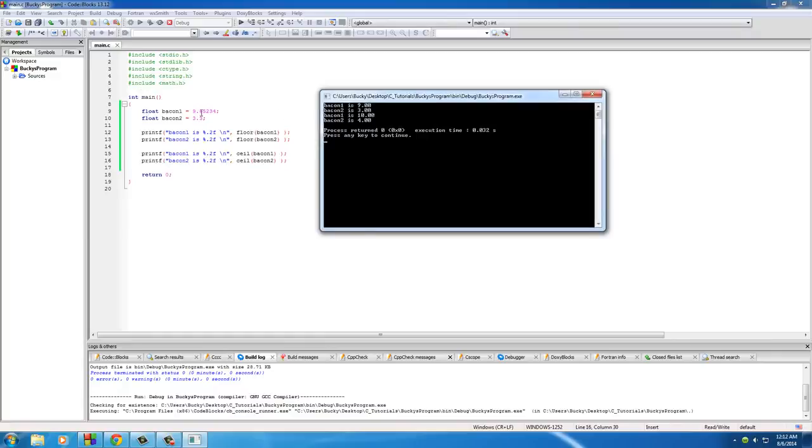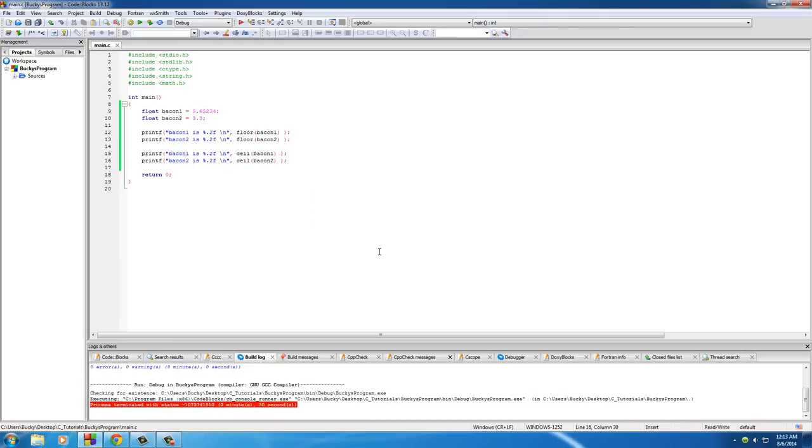So again, bacon 1 was 9.6 something. Now whenever we hit floor, it rounded it down to 9, and whenever we hit ceil, it rounded it up to 10. Bacon 2, same thing, even though it was 3.5 or less, and in your head you might be thinking always round it down. Floor rounds it down to the next whole number, and ceil rounds it up to the next highest number. So again, rounding in C works a little bit differently than rounding in real life. You need to tell it explicitly whether to round up or round down.